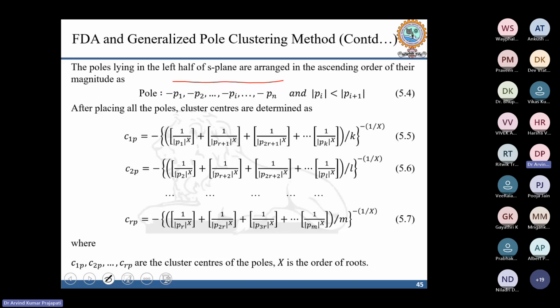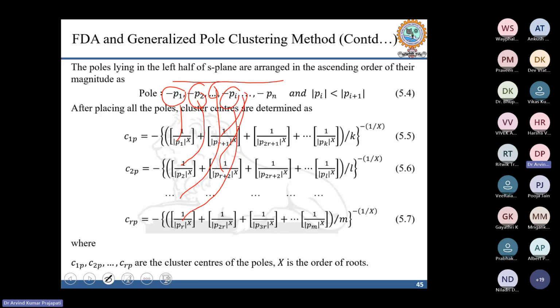Then the first pole is placed in the first cluster, the second pole in the second cluster, then the third pole is placed in the third cluster. Similarly, the rth pole is placed in the rth cluster. Then again we repeat: after the rth pole, the (r+1)th pole we keep in cluster 1, and so on. So why are we doing it this way?